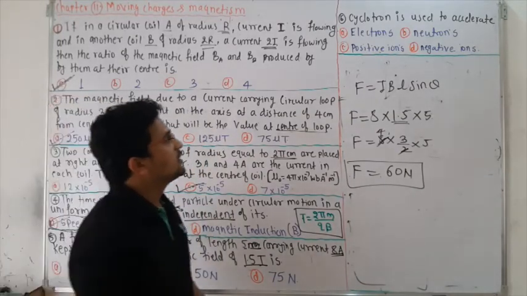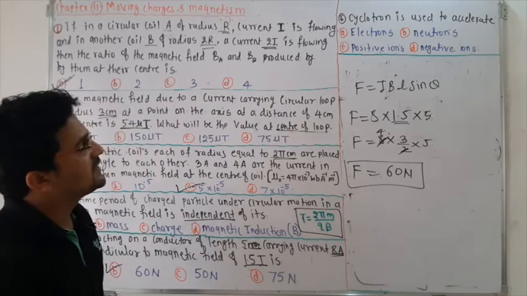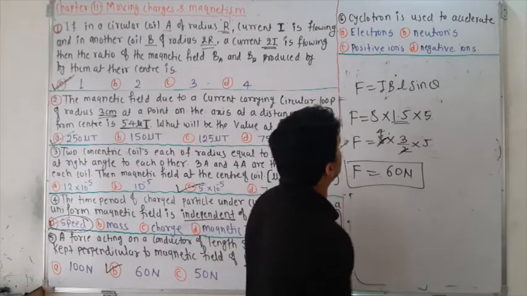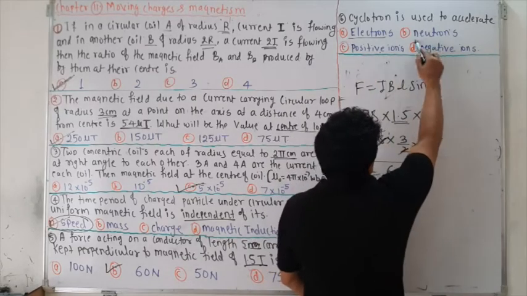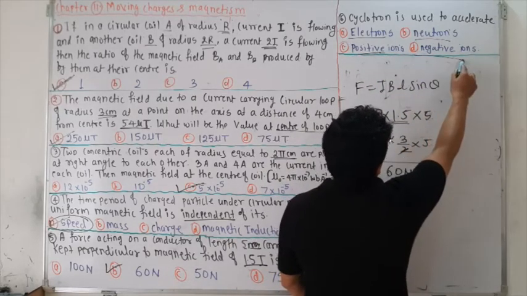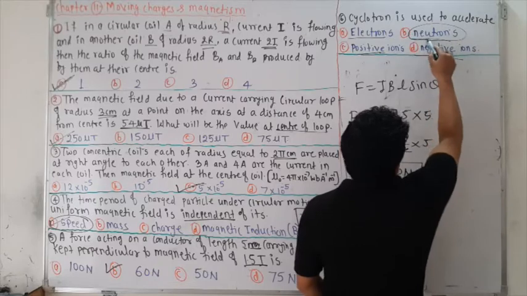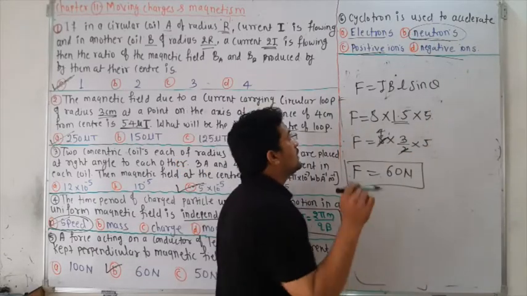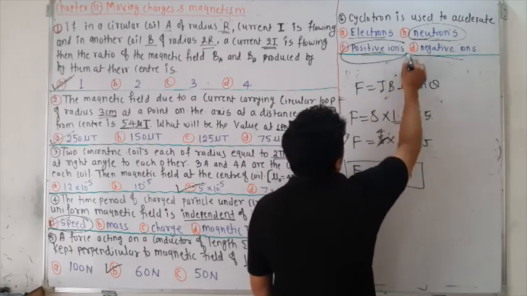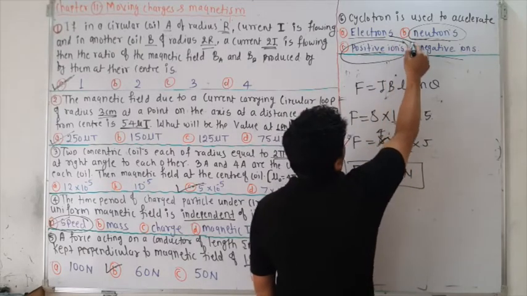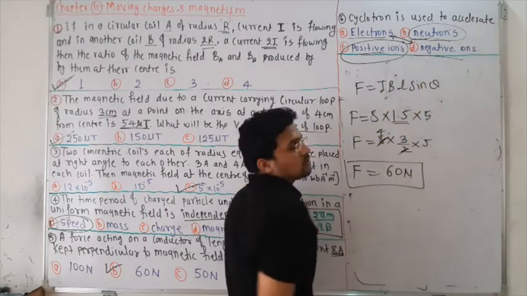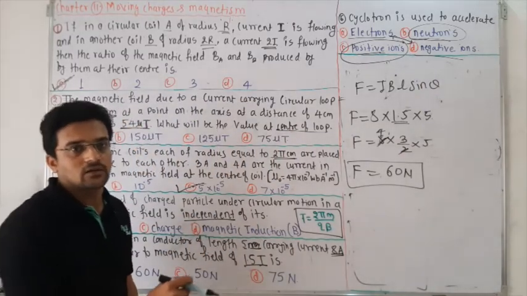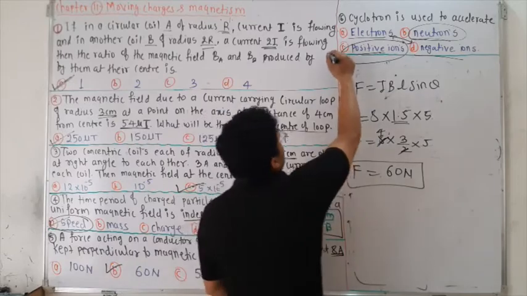Next is, cyclotron is used to accelerate. Cyclotron is a device which is used to accelerate charged particles. Does it accelerate the electron, neutron, positive charge or the negative charge? About the neutron, it will not accelerate the neutral particle, it will accelerate only charged particles, but that too only positive ions. No negative ions are accelerated in the cyclotron, only positive ions are accelerated, like protons, alpha particles, like that. So option C is correct.